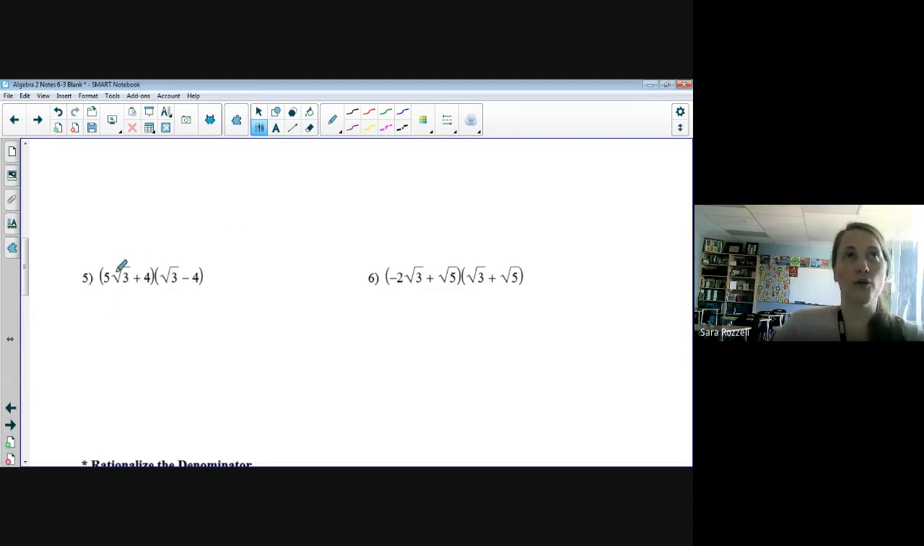All right, so we are going to start with the 5 root 3. It's going to be multiplied times both of these. Then we'll go to the 4 and multiply them, and then see if we have any like terms to combine.